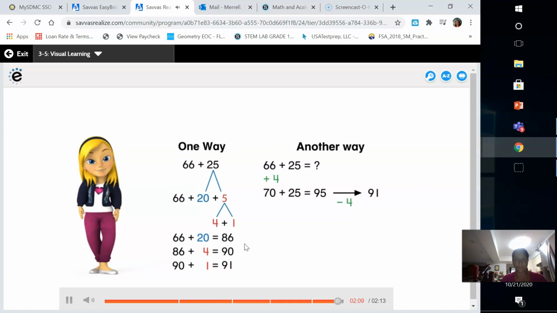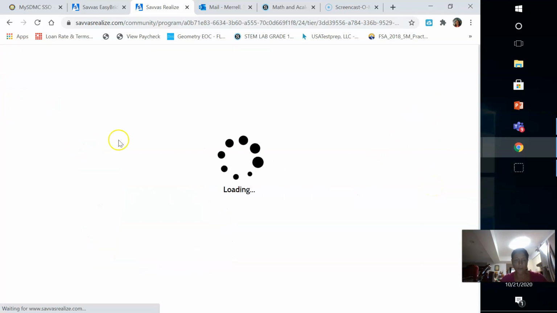Now you know how to add using two different strategies. And you also know how to add by stacking the numbers and carrying. So that's a strategy too, and you can use that one too, not just these two.